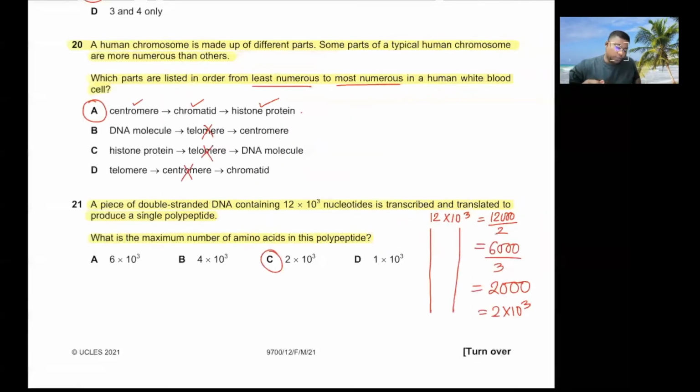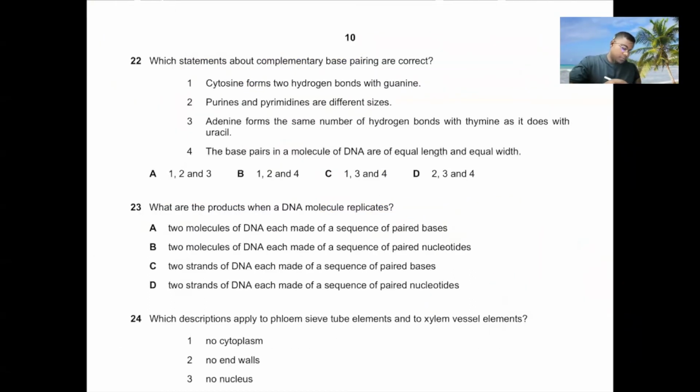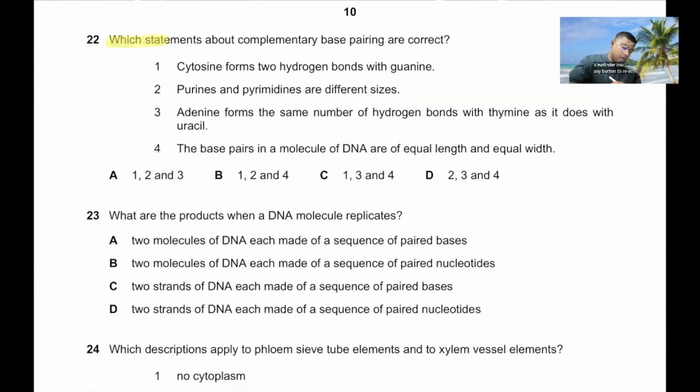All right, moving to question number 22. Which statements about complementary base pairings are correct? Cytosine forms 2 hydrogen bonds with guanine. Cytosine forms 3 hydrogen bonds with guanine, so option 1 is wrong. If option 1 is wrong, fortunately, this question is very easy. Then option 2, 3, 4 should be correct, and D should be correct. All right, so question number 22, the answer is D.